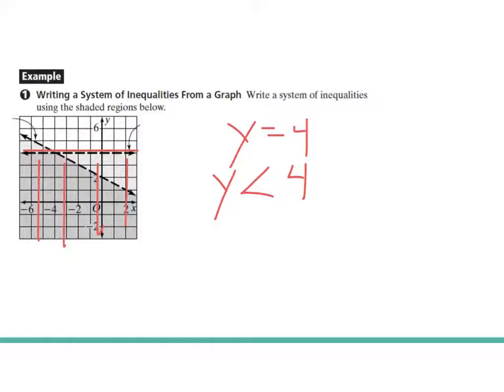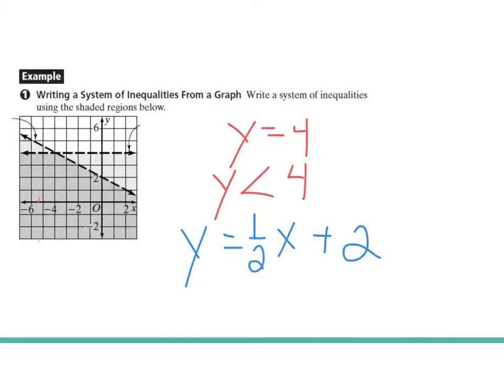Then we have the second line, and this second line here is that diagonal line. My graph is a mess right now, so I have to go back and erase it so I can see that line again. In looking at that line, it's easiest to write it in slope-intercept form. y equals, my y-intercept is 2, so that's going to be plus 2 there. And my slope is, I go down 1 over 2. So my slope is 1/2, and then x is my variable.